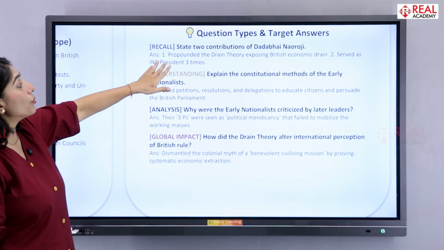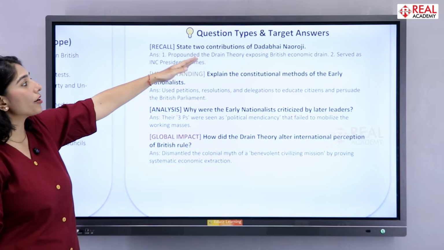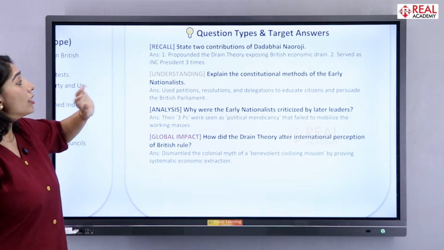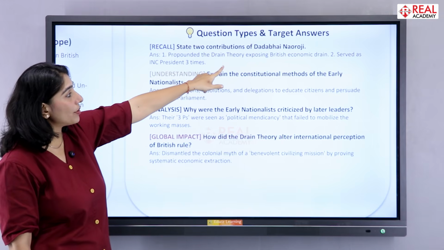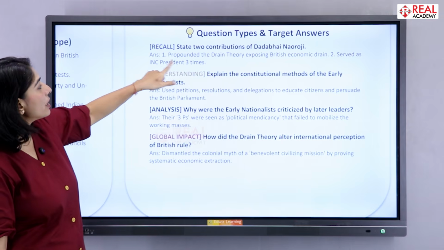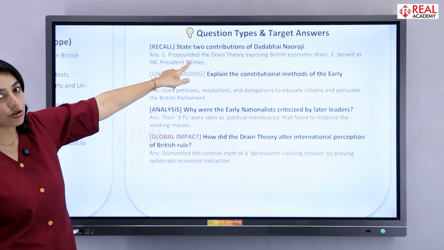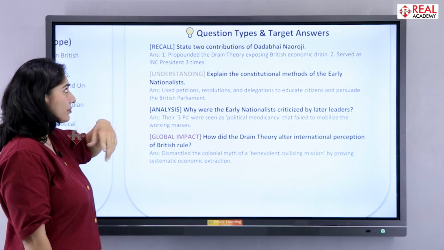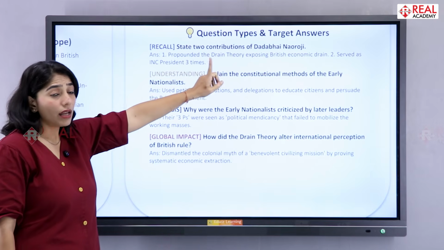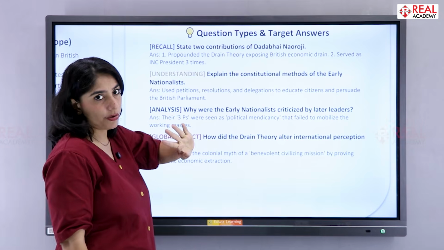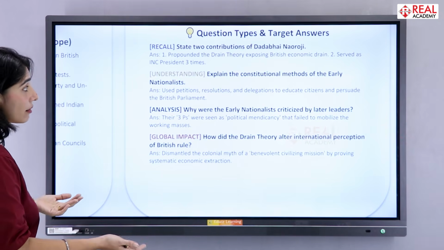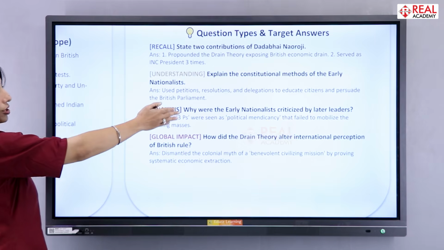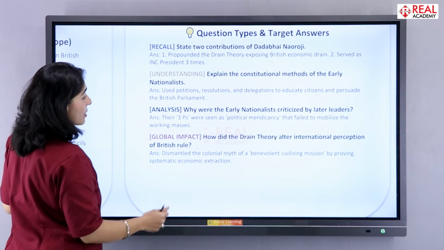So first, recall: state 2 contributions of Dadabhai Navroji. So state 2: 1 mark for the drain theory, 2nd mark for serving as INC president 3 times. If you mention any one, then you get only 1 mark for it. All right. Understanding can also have explain. Explain the constitutional methods of the early nationalists.